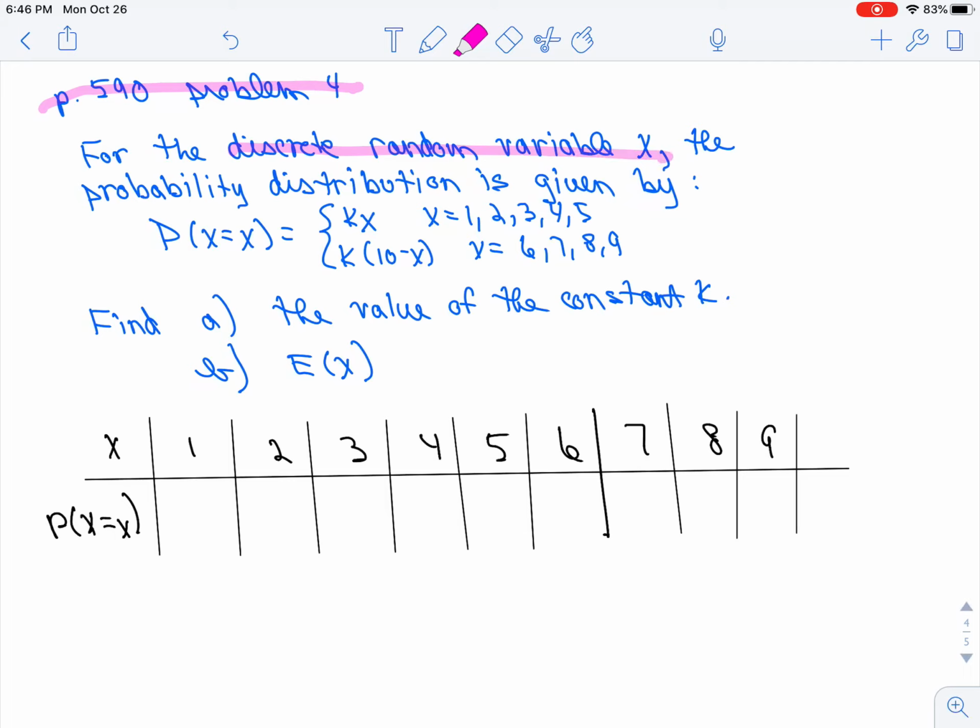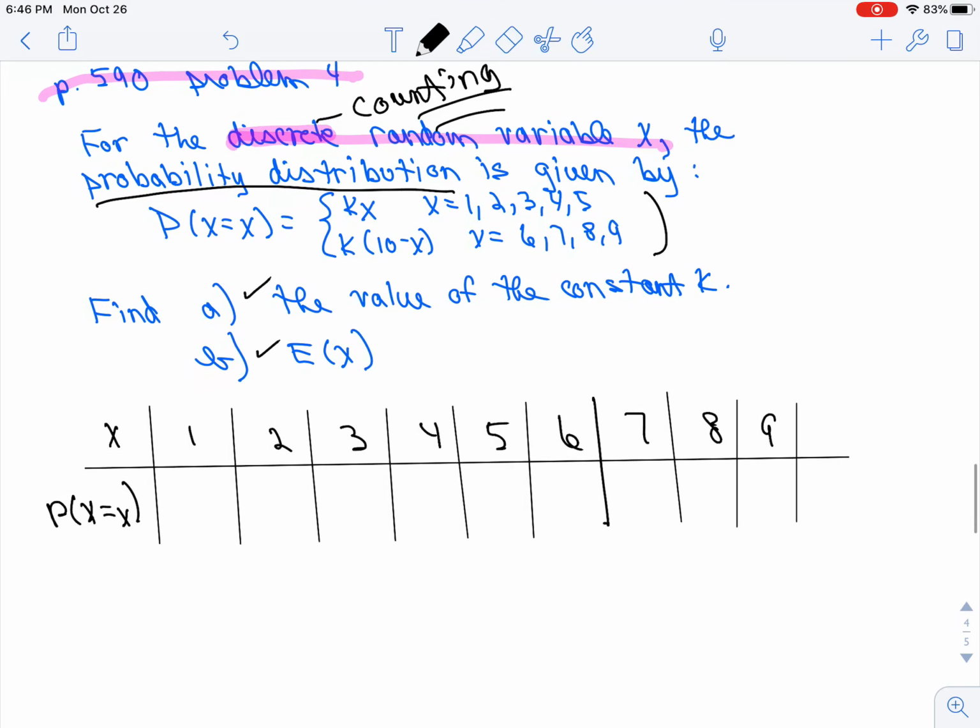So this says, for the discrete random variable x, remember discrete means that you're getting separate values, and discrete always comes up from counting. So discrete comes from counting. So we have a discrete random variable x, and the probability distribution is given by this formula. And then they want us to find the value of the constant k and then the expected value of x.